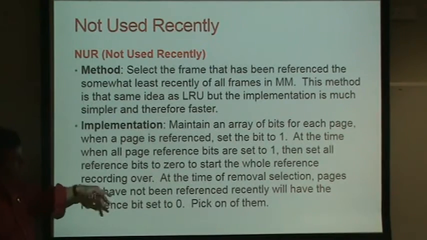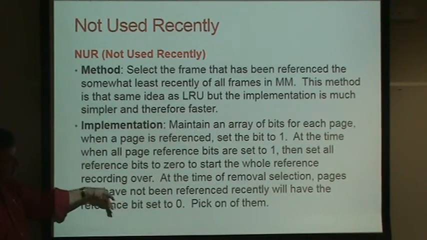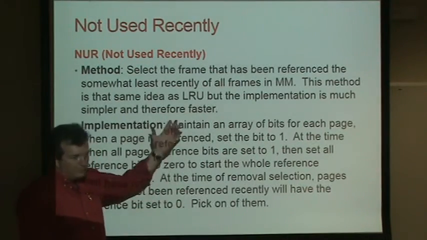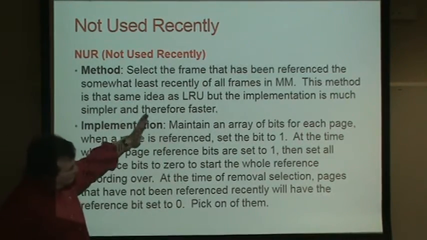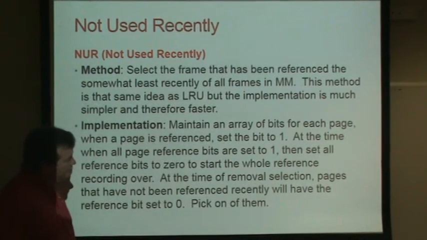So at a point where we go to pick a page to kick out, some of the bits are on, some of the bits are off. The ones that have a bit that is on have been referenced somewhat recently. And for one that has a bit off, we can just kick out the first one we find. So it's an approximation, and then if there's ever a time when all the bits get turned on, then we just shut them all off and start the whole process over again.